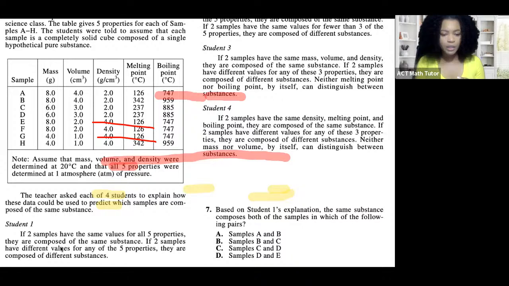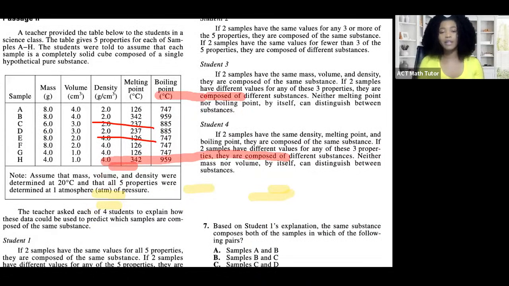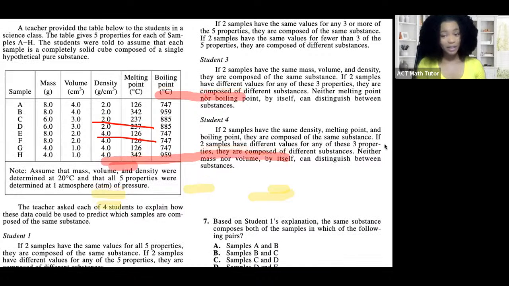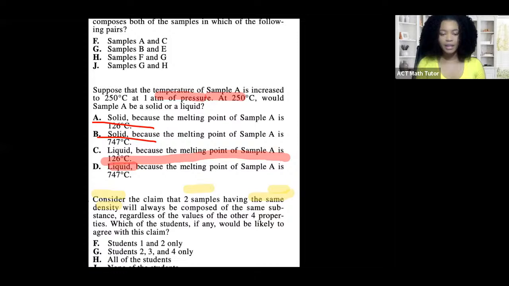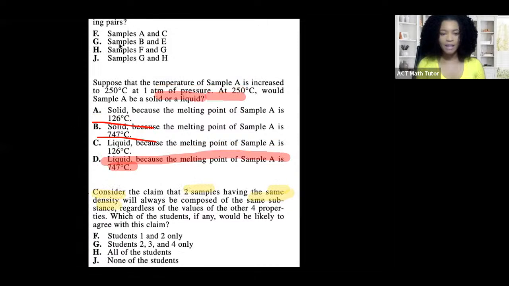So student 1 says all 5 values have to be the same. So that makes F wrong automatically. I don't even have to waste my time checking student 2 because the answer choice said student 1 and student 2 only, and student 1 doesn't even say that. So it's not going to be F. Okay, so let's go ahead and eliminate that answer choice.